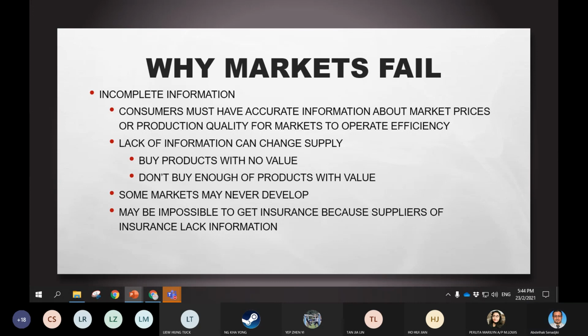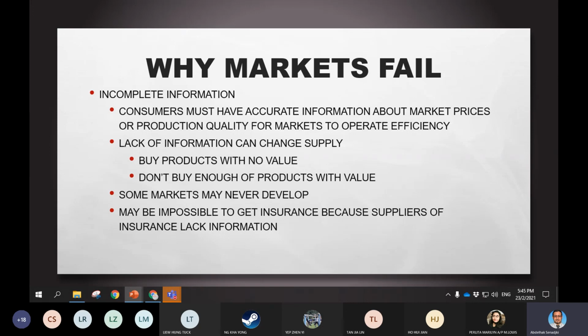So we will have inefficiency. Or you don't buy enough of the product with value because you don't have full information. Another product, which is actually a vitamin or supplement, has very high value and you don't buy it, and you buy the one with no value because you don't have this information.